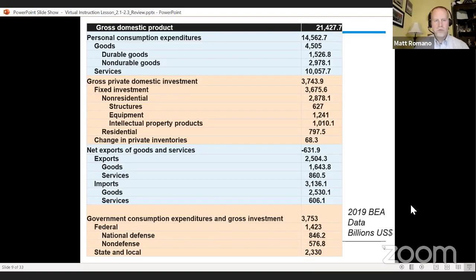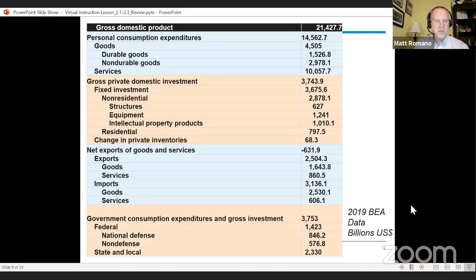So if you were to go through and for the top row of each category, which are color coded, add those up, you're going to get the total gross domestic product of, because these numbers are in billions, $21.4 trillion. So that's adding up the personal consumption expenditures of 14.5, the gross private domestic investment of 3.7. Of course, subtracting net exports, that negative 631.9 indicates a trade deficit from last year. Imports are greater than exports. And of course, adding on to $3.7 trillion of government consumption, government purchases that is going on here.